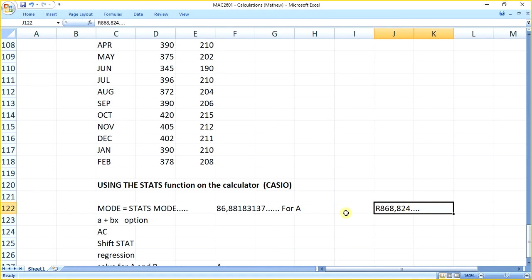Okay, let's quickly solve for B. Shift stats. B, I get 0.3. Same. Yes. So B here is 0.3104949218, that was for B.